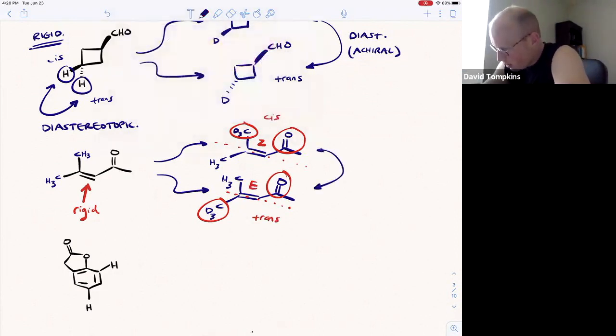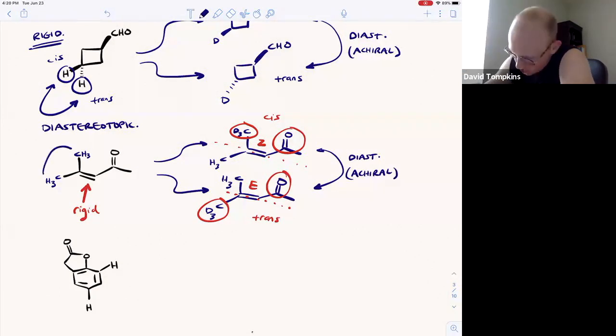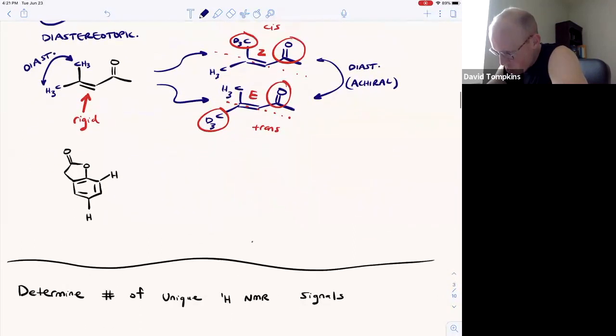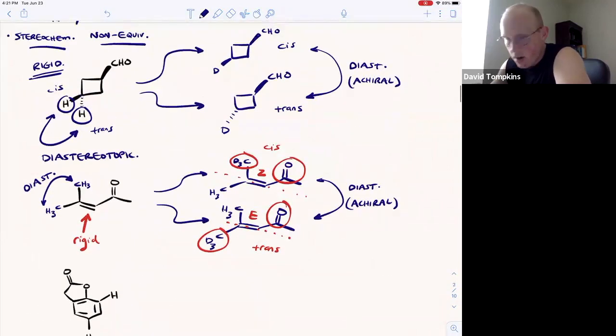So E and Z, okay, just like cis and trans, are diastereomers, but there are no chiral centers. There are no carbons that have 4 unique groups bound. So the methyl groups here are still diastereotopic. So really common places where you'll see diastereotopic protons are on rigid rings, okay, and on alkenes, terminal positions.